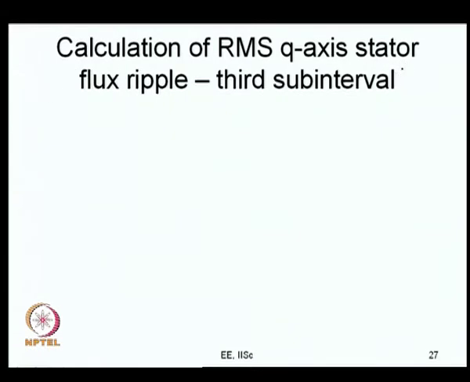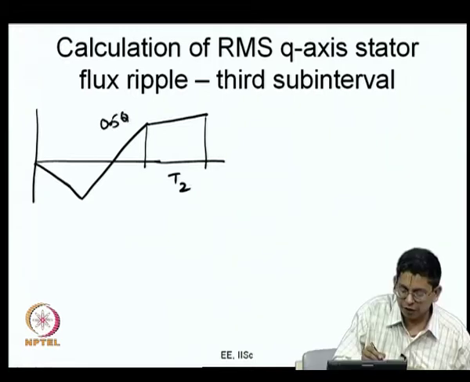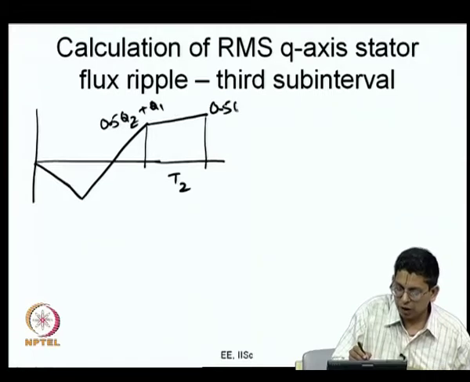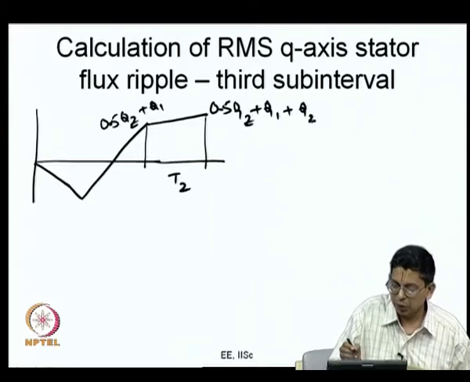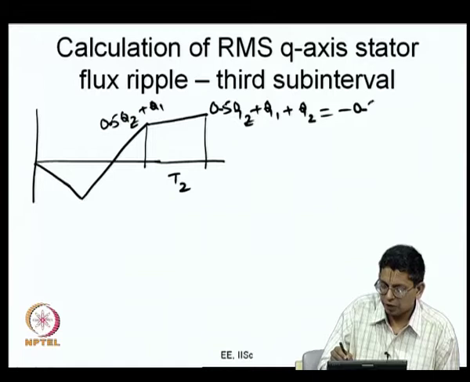The same way, if you go to the third subinterval, it will look like this now. It changes like this and then it is going up. Then the third subinterval is what we found in the specific example was more or less flat. This is T1. Here you have the value 0.5 Qz plus Q1. Here you have the value 0.5 Qz plus Q1 plus Q2. You will interestingly find that this whole thing is equal to minus 0.5 Qz.